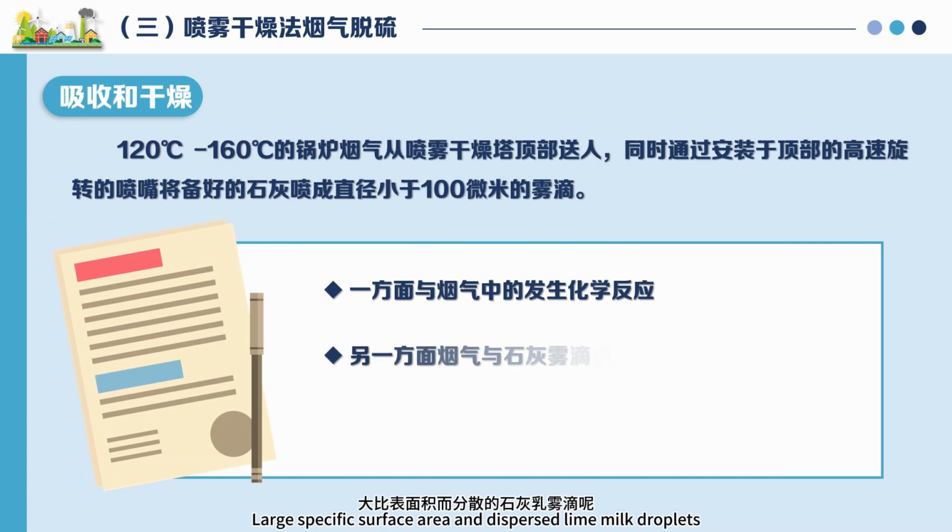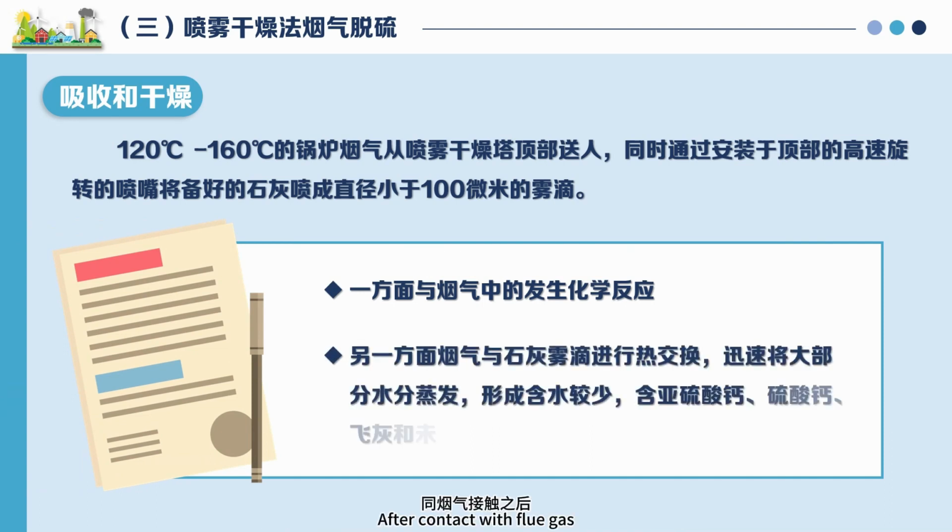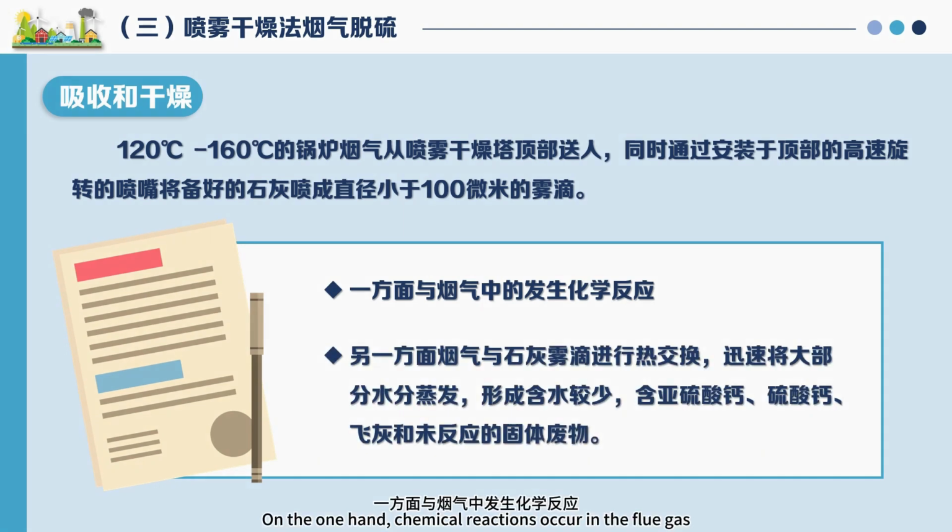Dispersed lime milk droplets, after contact with flue gas, on the one hand undergo chemical reactions with the flue gas. On the other hand, heat exchange between flue gas and lime droplets quickly evaporates most of the moisture and forms a low moisture content solid containing calcium sulfite, calcium sulfate, lime and some unreacted solid waste.